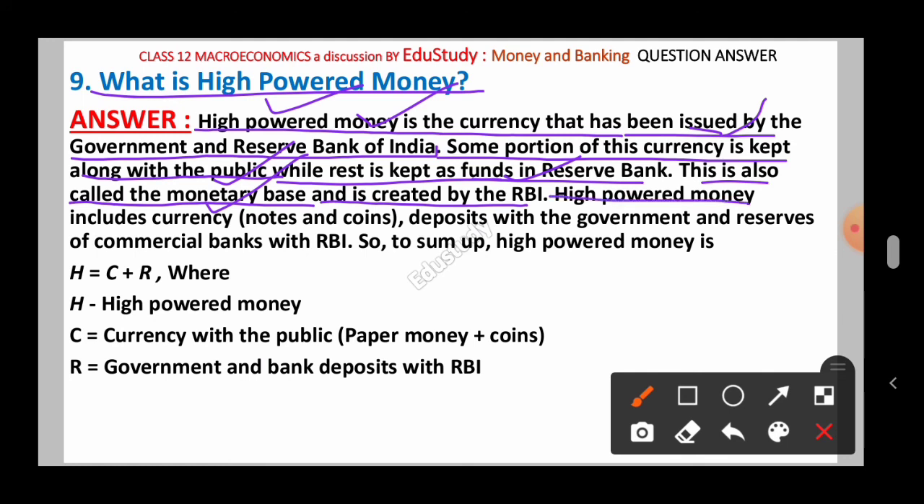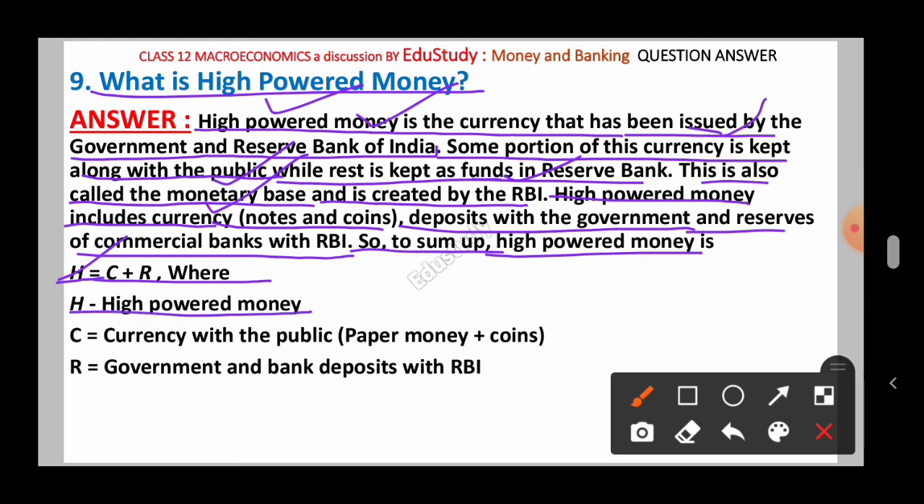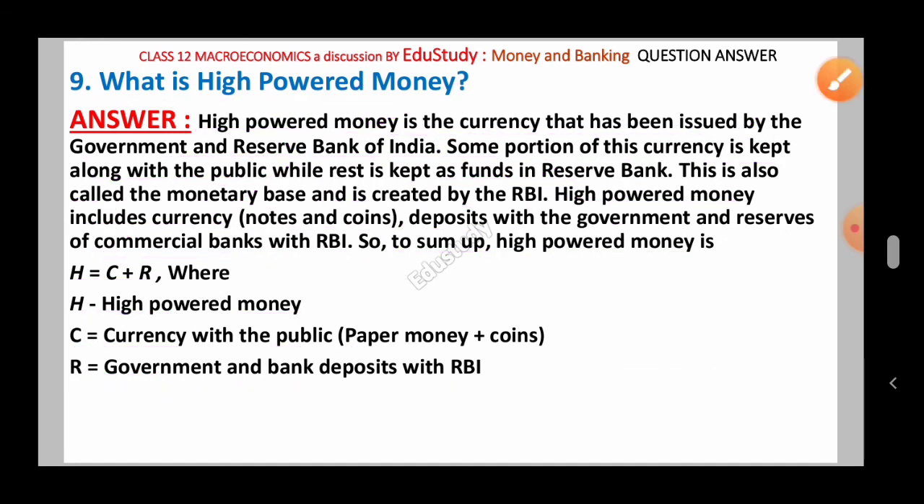High powered money includes currency, which means notes and coins, deposits with the government, and reserves of commercial banks with RBI. So these are the components of high powered money. To sum up, H means high powered money, H equals C plus R, where C means currency with the public, that is paper money plus coins, and R is the government and bank deposits with RBI. So this was question number 9.